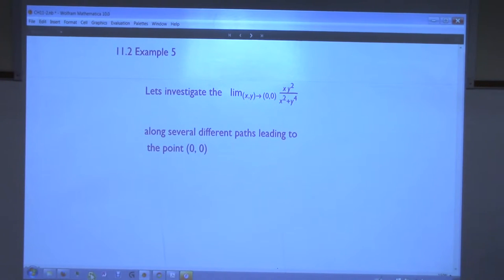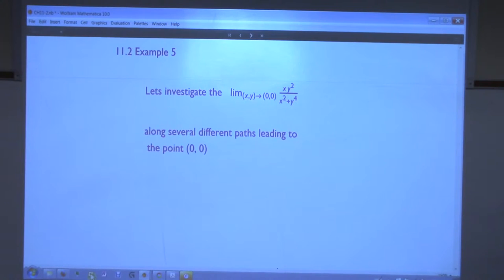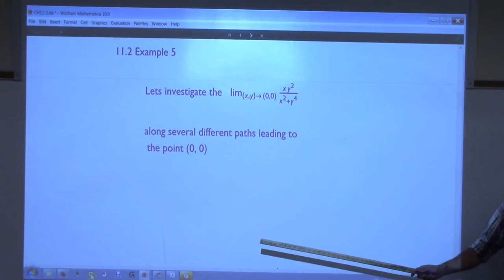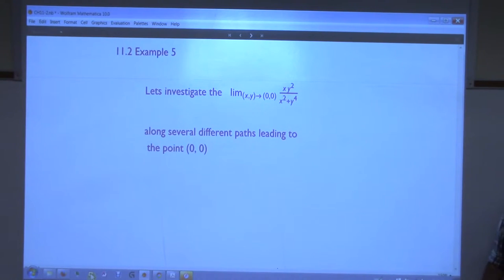How many of you see right away along the x and y axis you get the same answer? Do y'all see that right away from looking at it? Because you have x times y squared on the top, as soon as you let x be 0, the top is 0. If you let y be 0, the top is 0. In both cases, the denominators are either going to be x squared or y to the fourth, depending on what you set. So it's going to be very similar to the last problem.